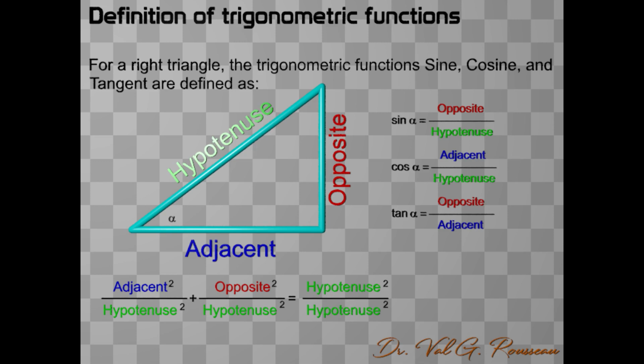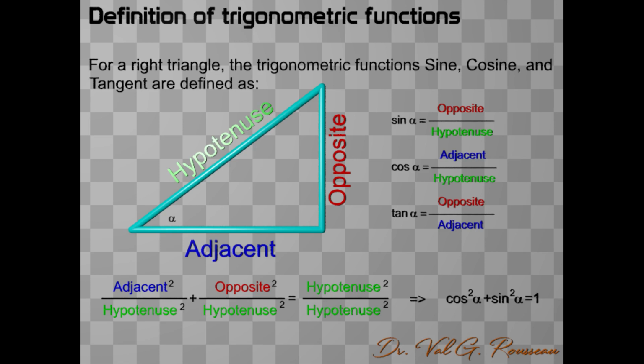It follows that for any angle alpha, cosine square plus sine square is always equal to 1. This means that if we know the sine of an angle, we automatically know its cosine. And we also automatically know its tangent, since tangent is just the ratio sine over cosine.